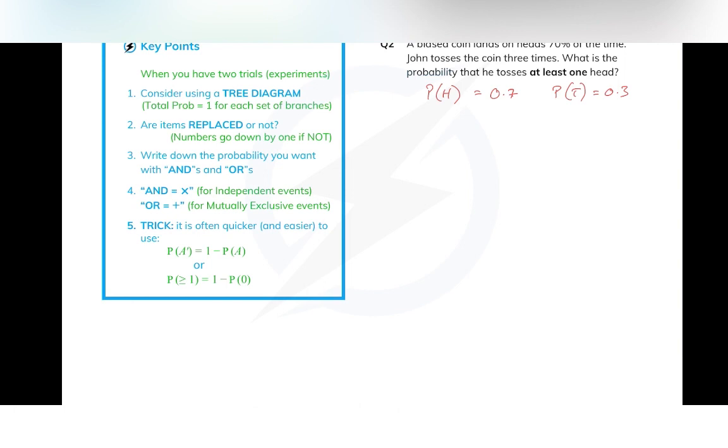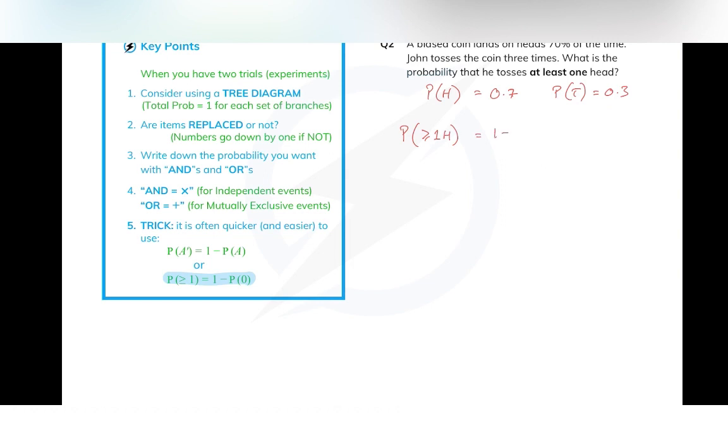Okay, now notice that there's a highlighted bit in the actual question. John tosses the coin 3 times. What is the probability that he tosses at least 1 head? And I think that's the question telling me to use this trick here. You could do it the other way, but it would take you a lot longer. So we're asked about the probability of at least 1 head, and I'm going to use the trick.